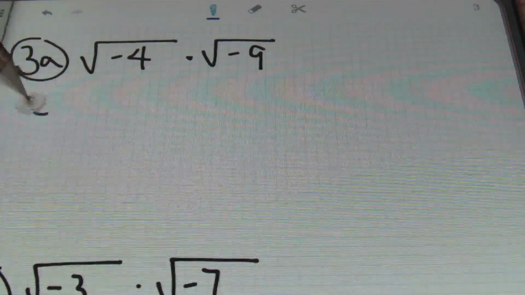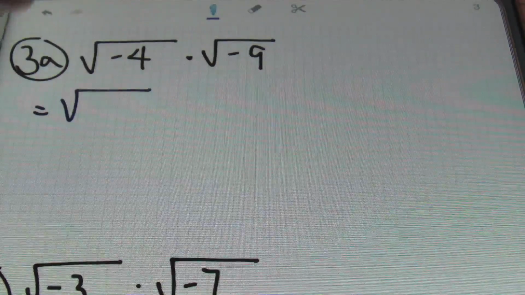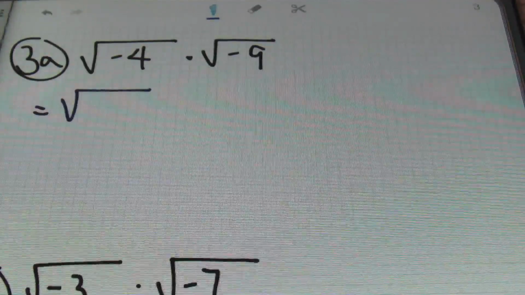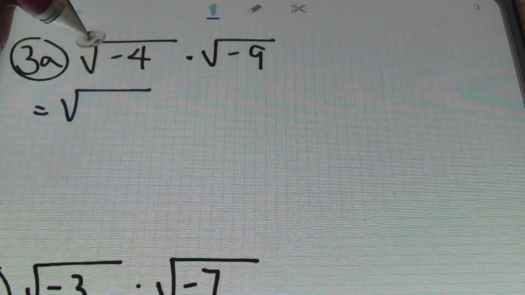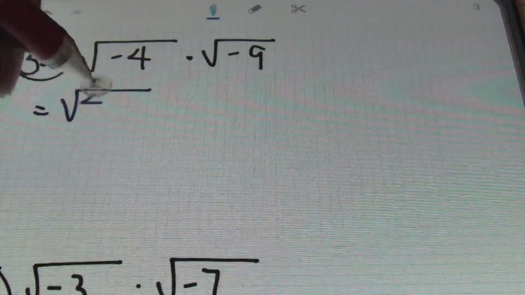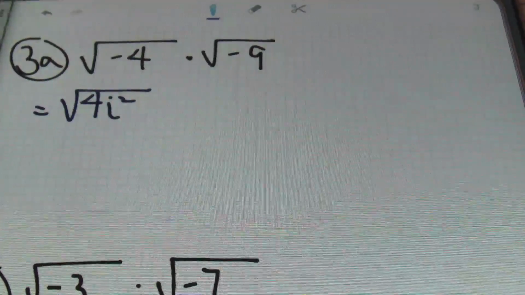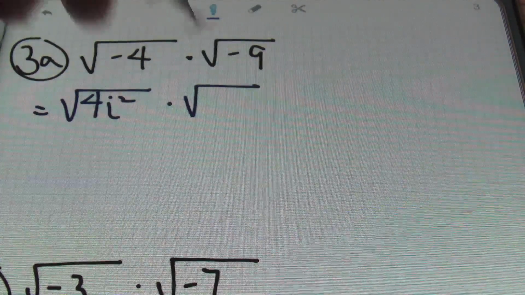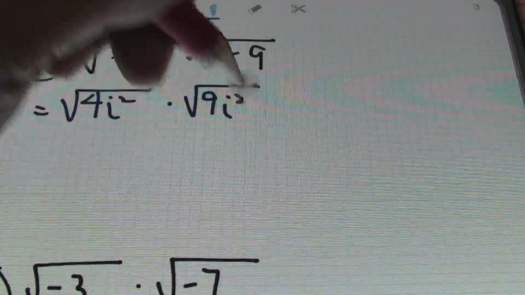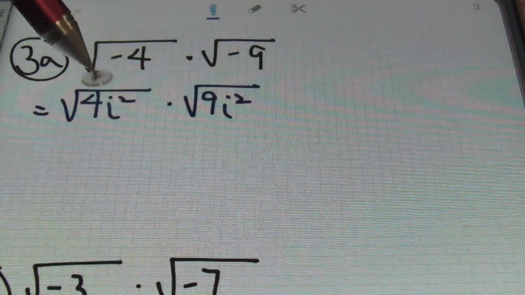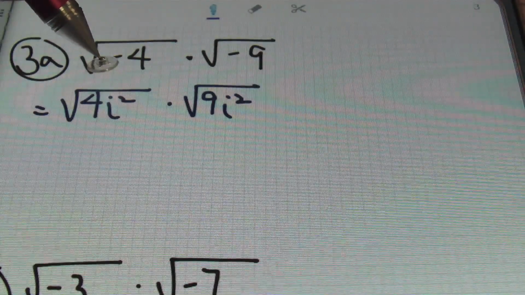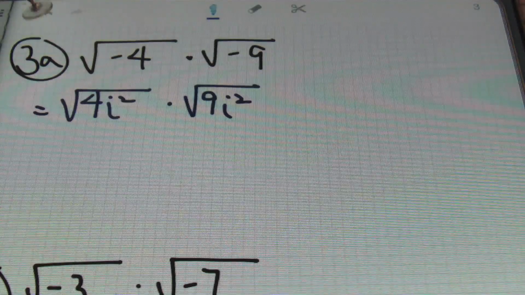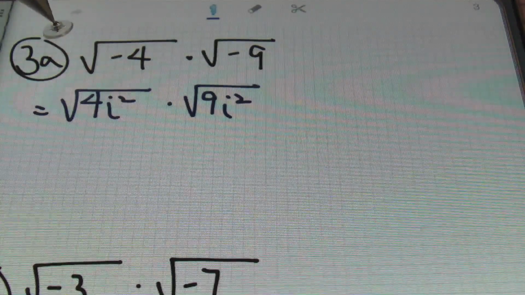So go ahead and rewrite it, showing the reader that, hey, this is an impossibility, so you're going to use an imaginary number. So I'm going to rewrite the square root of negative 4 as the square root of 4i squared, times the square root of negative 9, which will now read as the square root of 9i squared. So converting those negatives into i squareds. And you only need to do this when you're simplifying even indexes, such as a square root.